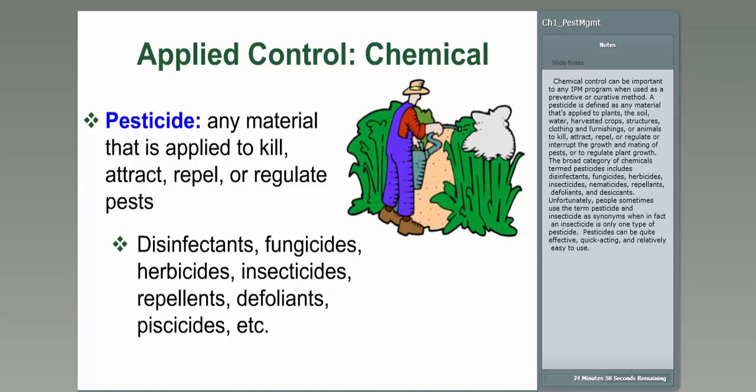Unfortunately, people sometimes use the terms pesticide and insecticide as synonyms, when in fact an insecticide is only one type of pesticide. Pesticides can be quite effective, quick-acting, and relatively easy to use.